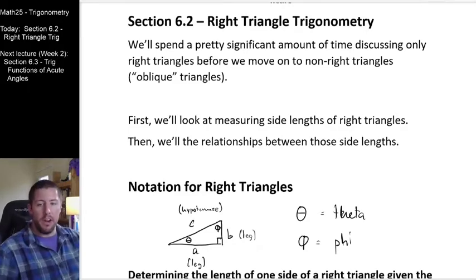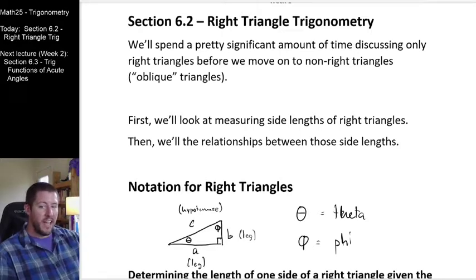I very rarely see those two Greek letters used to indicate anything other than the angle associated with a geometric shape, or the angle between two lines or something like that. So theta and phi, you're going to see a ton of those this semester. Pretty typical when we're talking about right triangles. Later, when we move on to oblique triangles, that's when we'll be using lowercase ABC for the side lengths and capital ABC for the three angles.